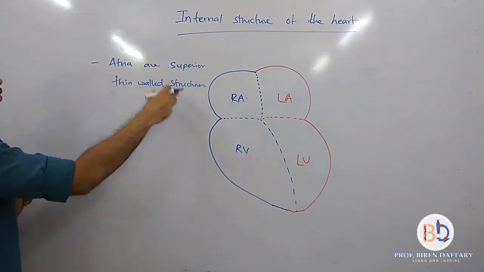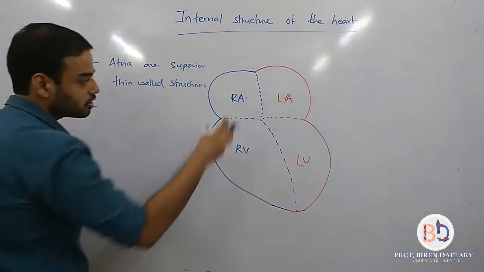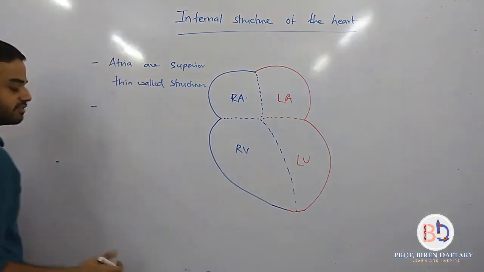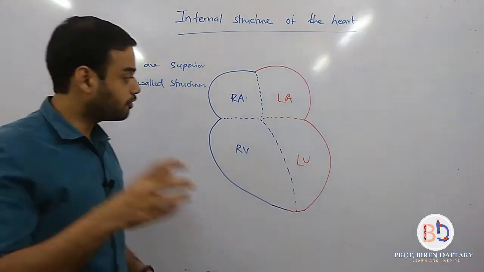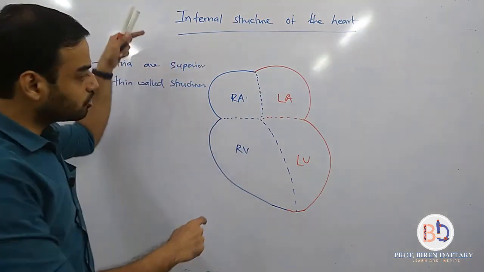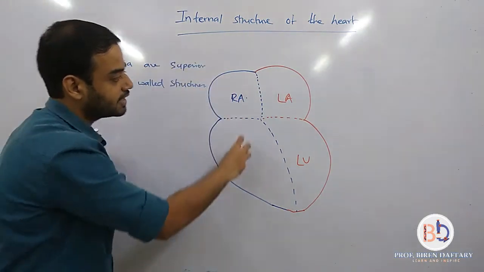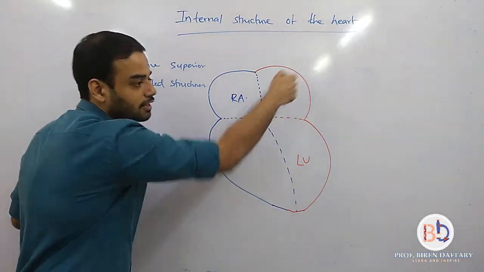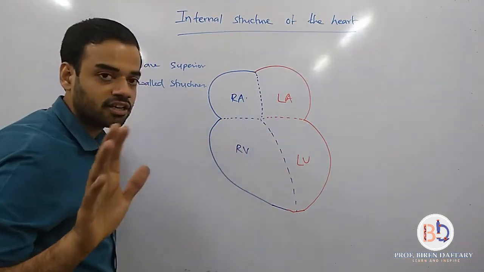Similarly, you also have to explain that these are the two receiving chambers of the heart. Receiving chambers matlab kya? First, the blood is going to enter into the atrium. If it is coming on the right side, it is going to enter the right atrium. If it is going to enter the left side, left atrium. Ventricle में नहीं enter करने वाला है.